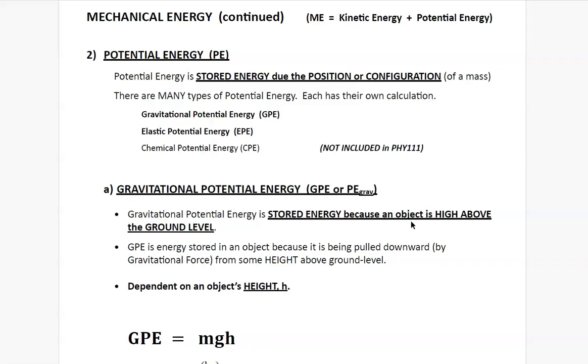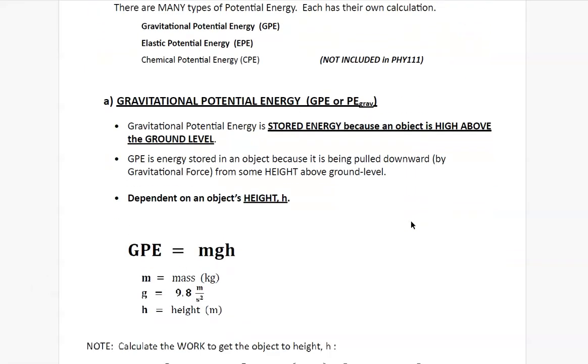And there are many types of potential energy, and each one has their own calculation. The only one you're going to be responsible for calculating is gravitational potential energy. And oddly enough, you've actually done this calculation because it's nearly identical to when you're calculating work for vertical movement of an object. So let's talk about gravitational potential energy first.